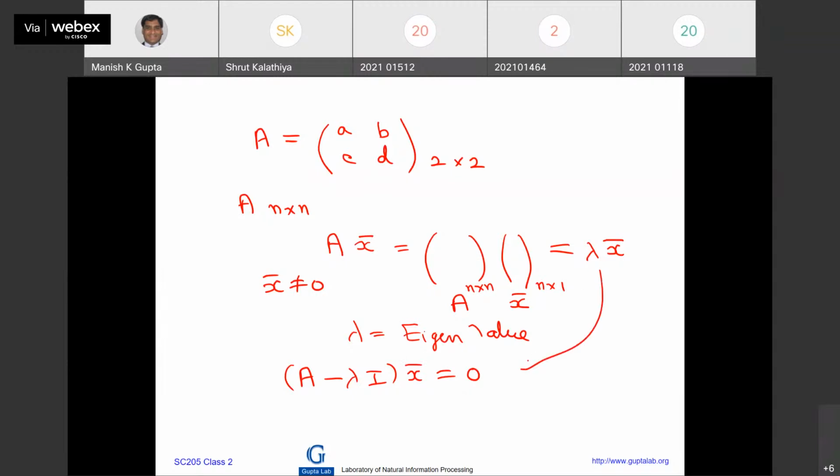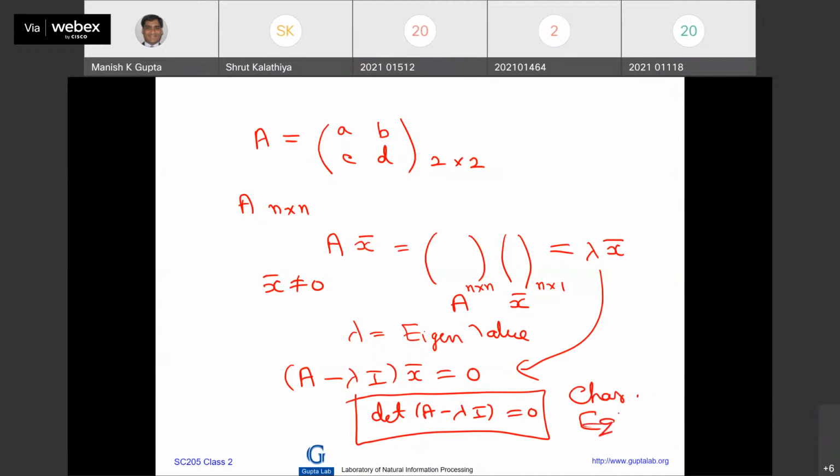Do you agree from here? I is the identity matrix, right? So A minus lambda I times X is equal to 0. Now X is non-zero, so this will have a non-trivial solution if the determinant of A minus lambda I is equal to 0, right? So this is our equation, known as the characteristic equation, for finding the eigenvalue. Determinant of A minus lambda I. You just solve this, you will find lambda. Once you find lambda, you substitute Ax equal to lambda X and solve for X. That will be the eigenvector.